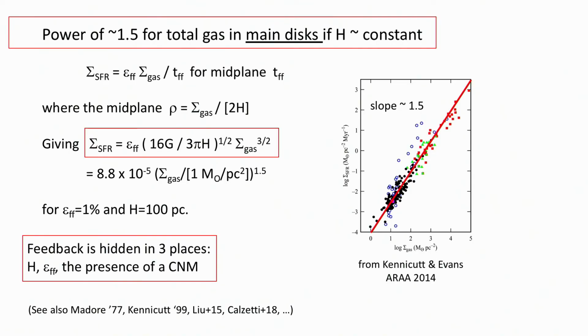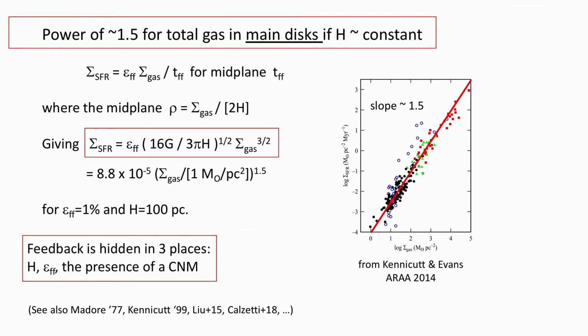There's so much physics hidden here, but magically it doesn't matter for these crude relationships. The Kennicutt-Schmidt law is a very crude relationship, because the thickness is about constant in the main disk with a flare in the outer part. The efficiency is about constant. There's always a cool neutral medium, probably because of some feedback effects. And all this works out really nice.